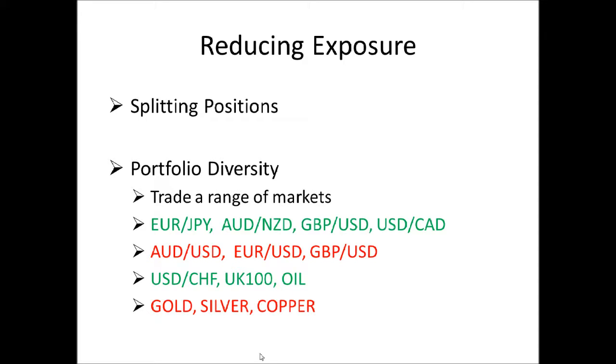If you're interested in trading other financial instruments apart from Forex, such as indices and commodities, a good portfolio could be something like this: US dollar, Swiss franc, an indice, UK 100, and then a commodity, oil. A portfolio I wouldn't suggest would be gold, silver and copper. The reason being, once again, there's strong correlation between these markets. They're all precious metals. And we want to reduce our exposure, particularly to one currency, one category of commodity, etc.